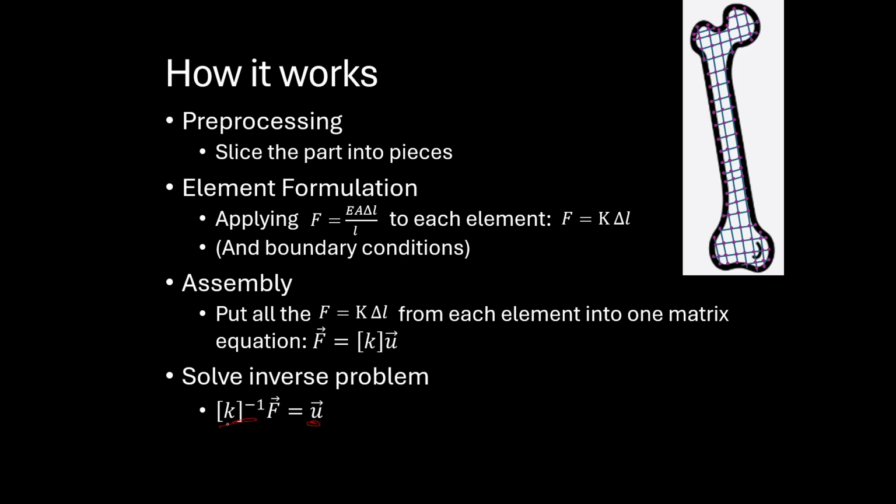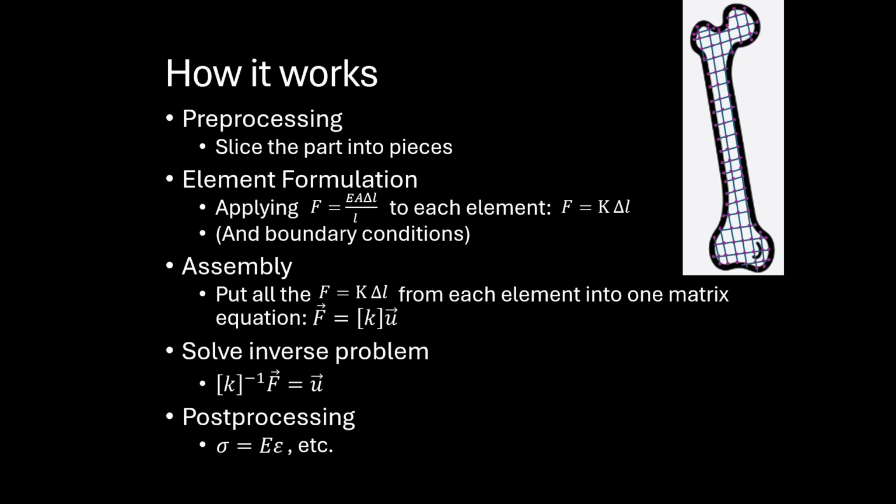So we just need to find the inverse of K and multiply that by F to find our displacements. From there, we can post-process. We can extract all the juicy information that we want to report on or understand about this material or this design or whatever it may be. So let's work through a simple example.